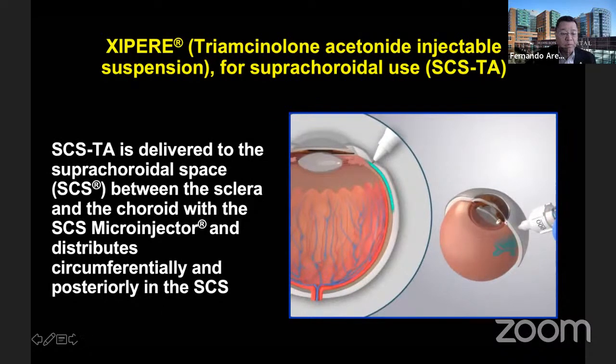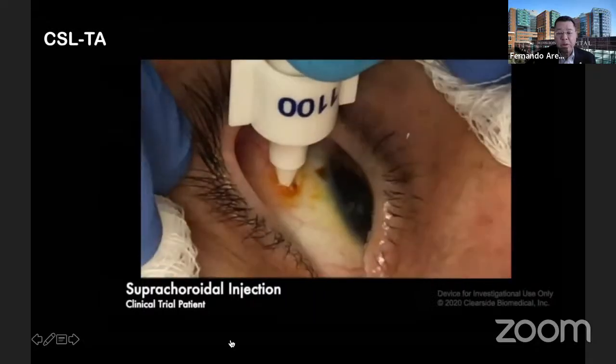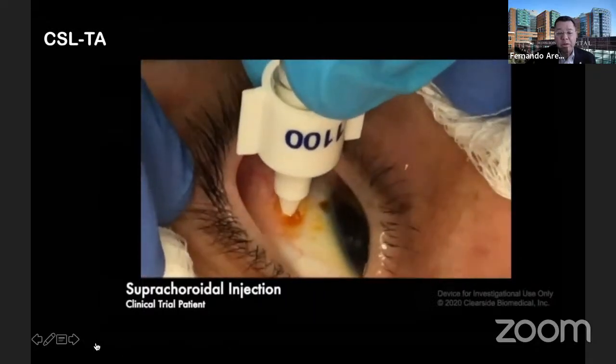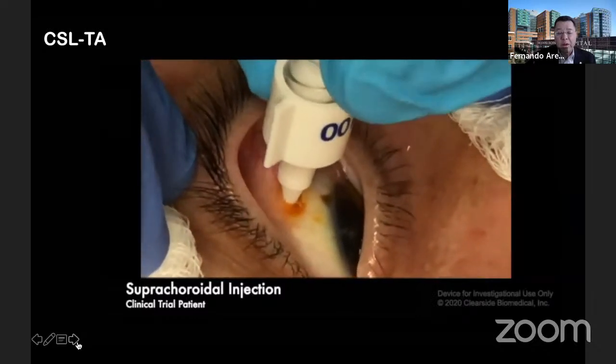And I also wanted to show you a video of one of the patients that was included in the clinical trial that led to the approval, again, by the FDA for uveitic macular edema.